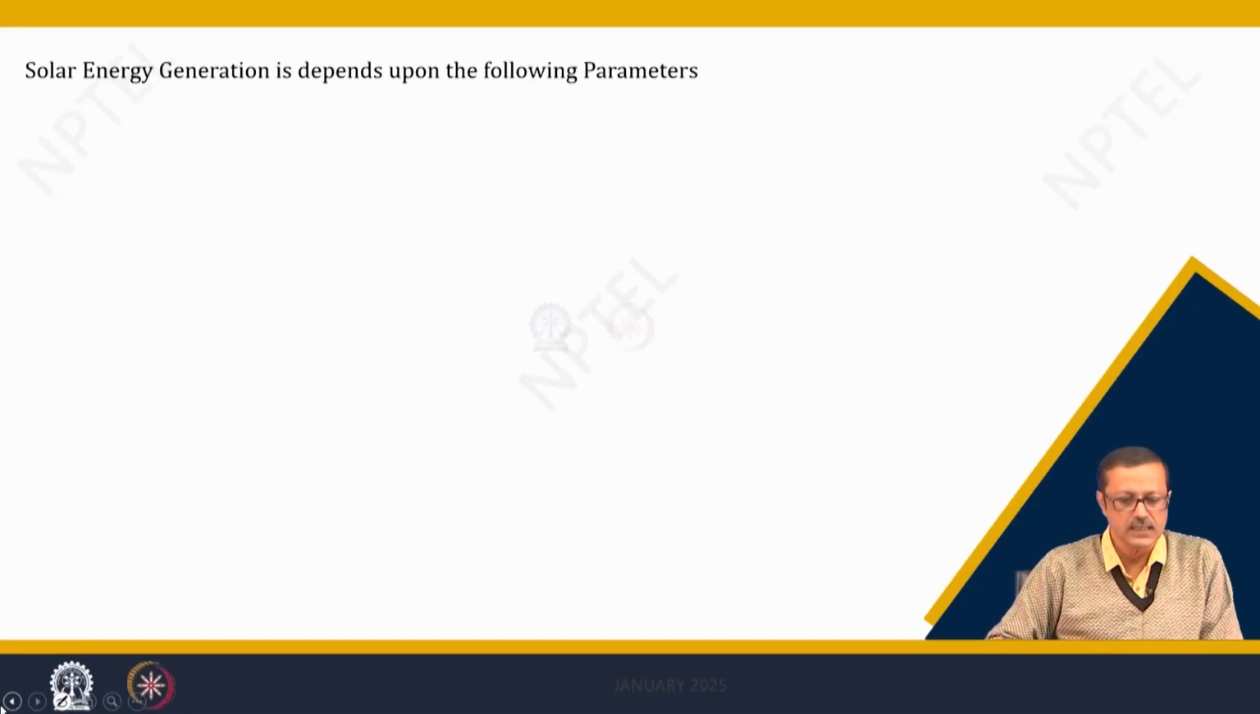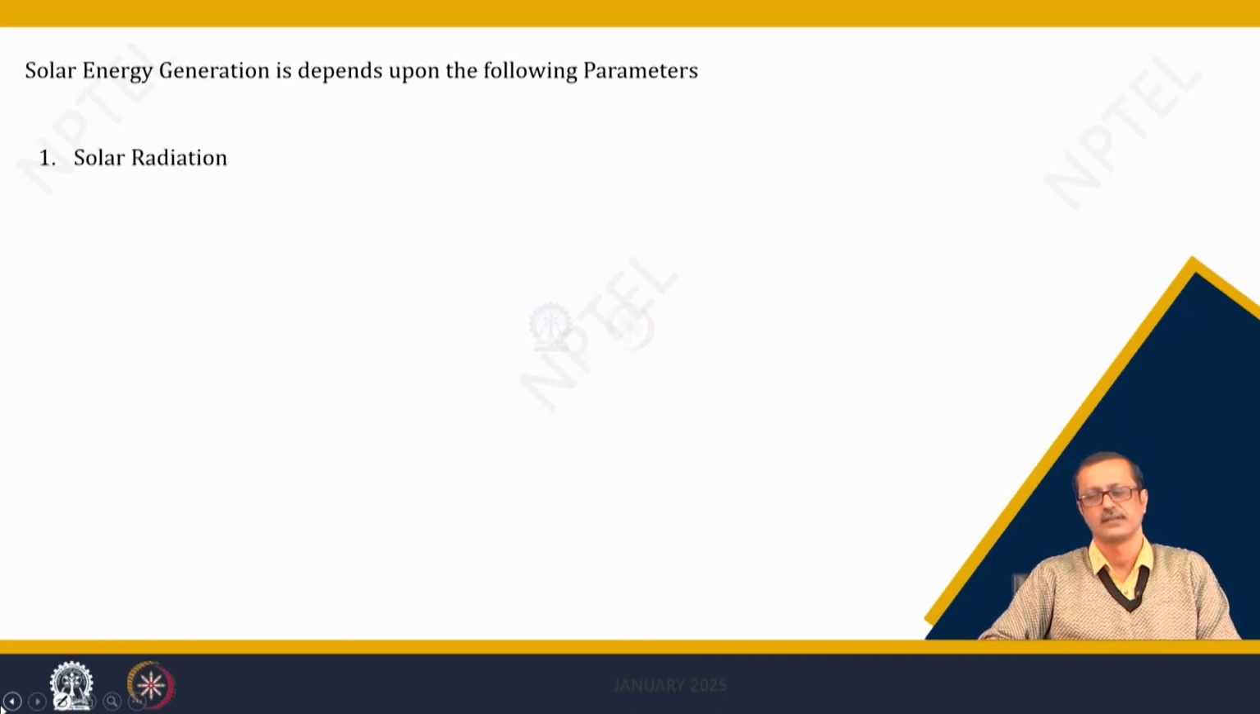Now, let us see the parameters that energy generation through solar panels depends upon. There are 7 to 8 factors. Based on that, let us discuss. The first one is definitely the solar radiation.